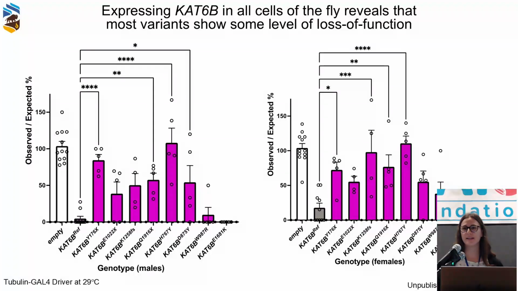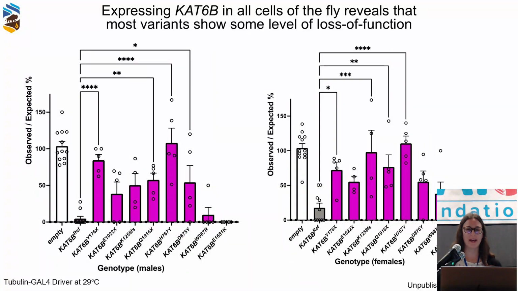What we see is, again, we tested truncations and missense variants. We see that most of our variants are acting as loss of function, and that's because we have viable fruit flies. What we see here is that our last missense variant is actually killing the flies. And so this is acting, again, differently than we expected.